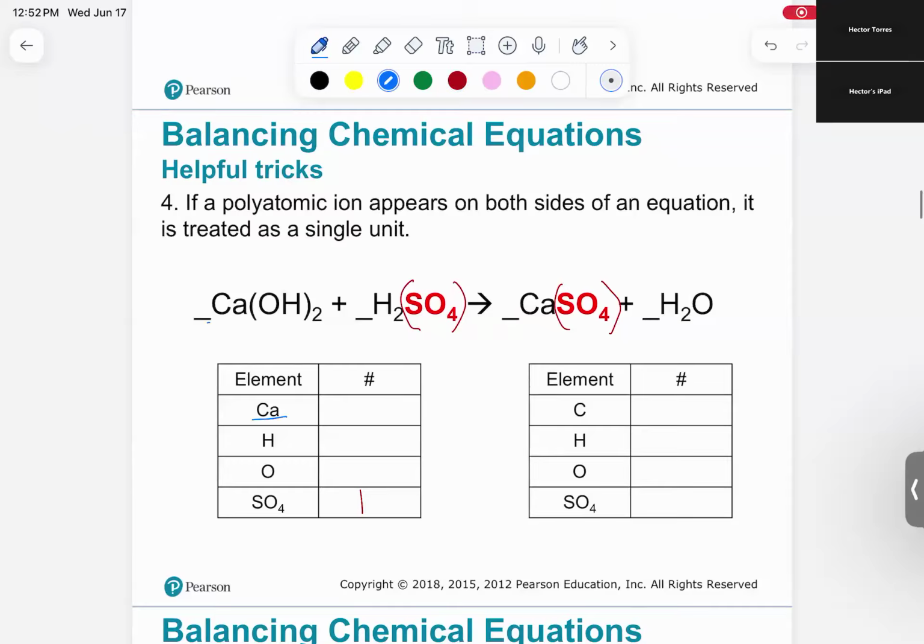So Ca, I have 1. Okay, hydrogens, I'm going to count these hydrogens and these ones. Okay, so I can see I have 2 here, I have 2 here. So 4 in total.